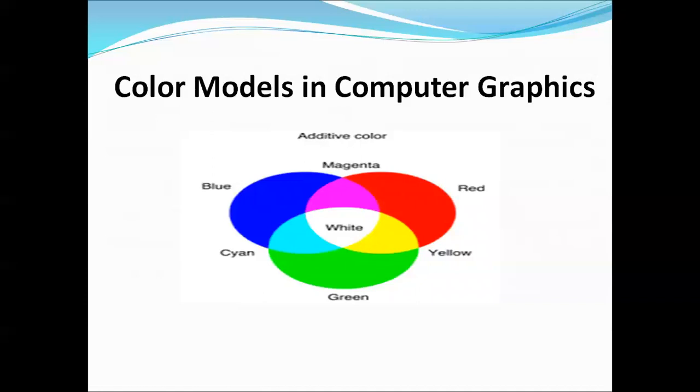There is red, green, blue. Here I am giving this red, green, and then blue. Next one is what? CMYK. It is cyan, magenta, yellow, and then black.